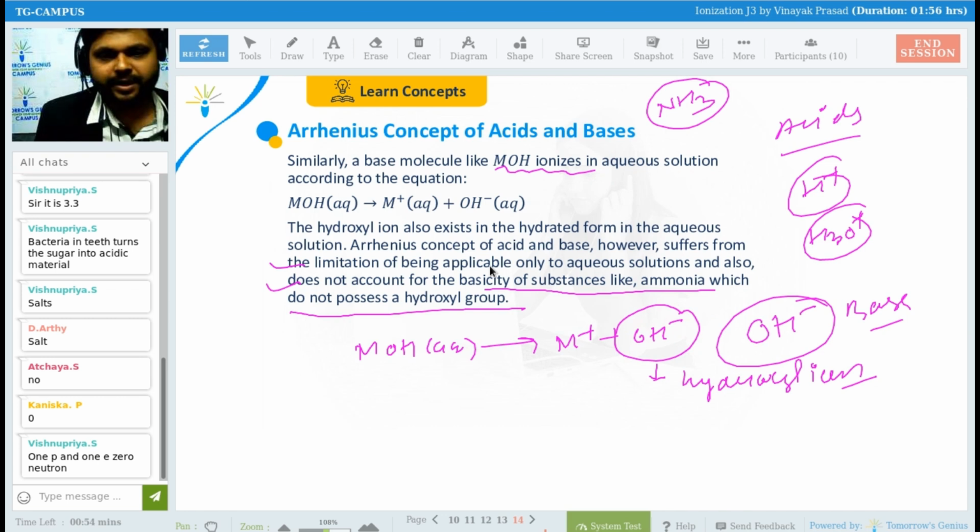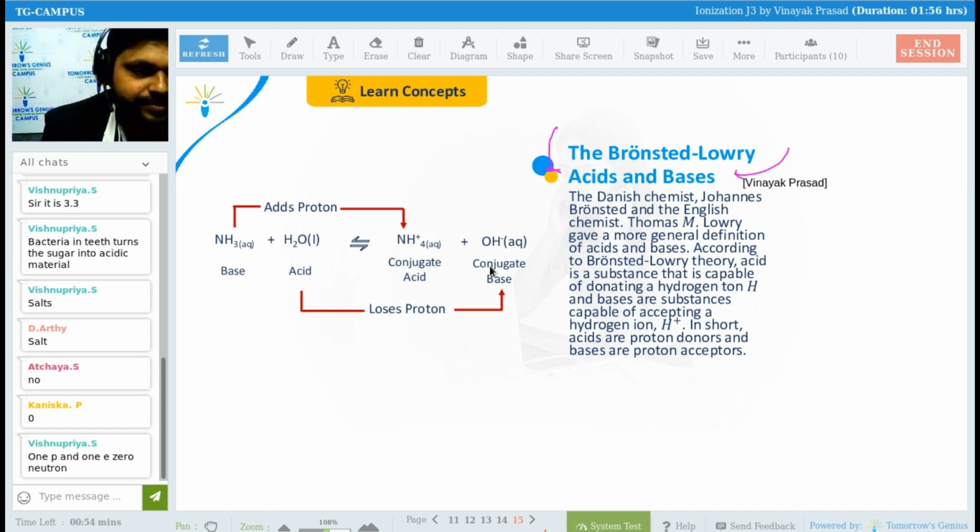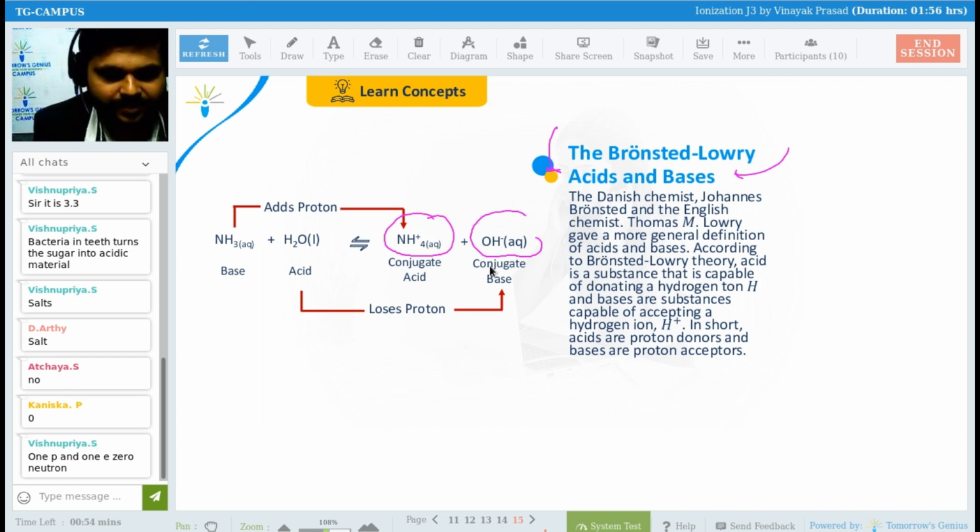So guys, we have seen the Arrhenius concept, right? Now we are going to see the Bronsted-Lowry theory. See guys, what he has said. He has also talked about acid and base. We have NH3 and H2O, and again we get NH4 plus ion and OH minus ion, right? So what is he saying, what are the acids and what are the bases?